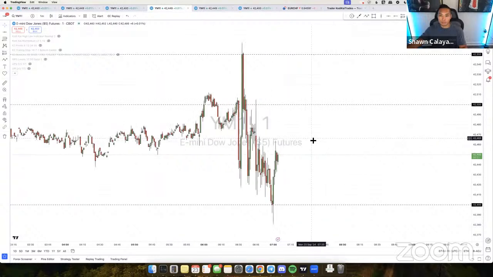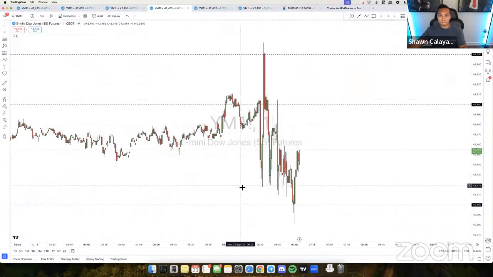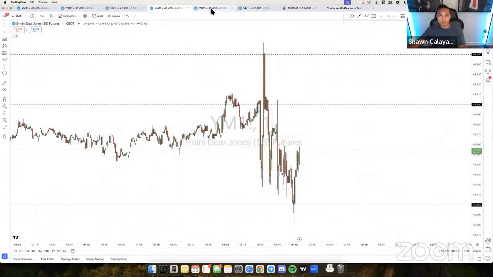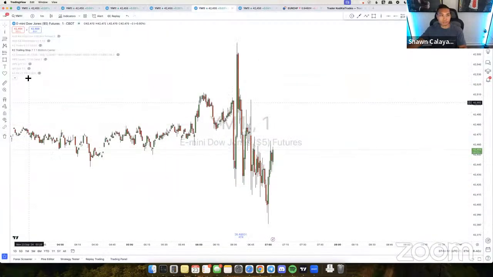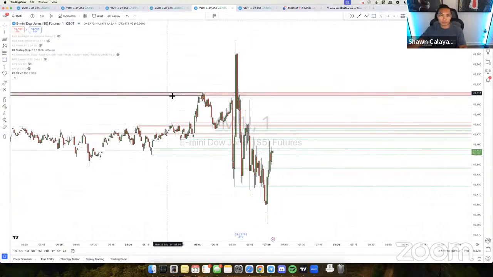All right, so you can see here that there's not really too much direction. I mean, price is coming down, but there's not too much direction here. Price is kind of just going back and forth within this range. So the market isn't as volatile as I was kind of hoping for, but we'll work with what we got here.